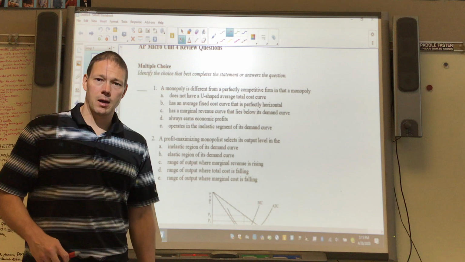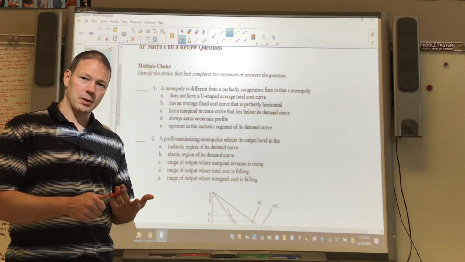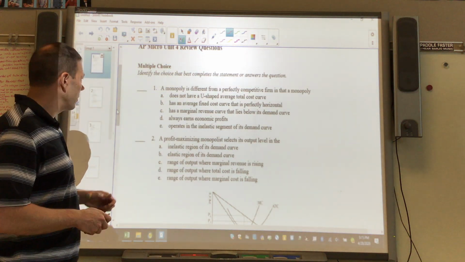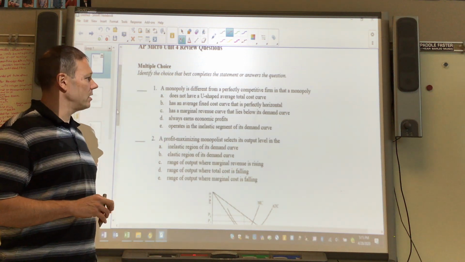Remember, other than perfect competition, we got the three other types of markets. You got monopoly, monopolistic competition, and oligopoly, what these are covering. So let's run through number one. What is one difference between a monopoly and a perfectly competitive firm?